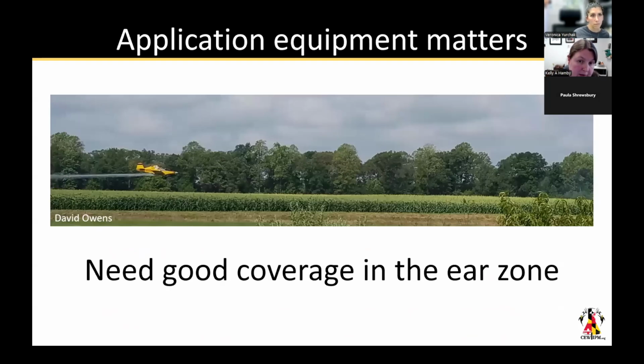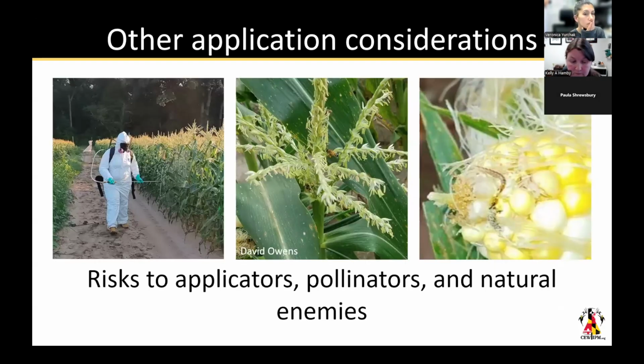So what are some other considerations for making these spray applications? It's really important to get good coverage in the ear zone. Here you can see an aerial application. It's really hard to get good coverage in the ear zone with an aerial application, so you may have to adjust your spray intervals and tighten them up if you're using a strategy like that, since there will be less residual, less coverage with the pesticide residues. Some other considerations are the risks to applicators, pollinators, and natural enemies.